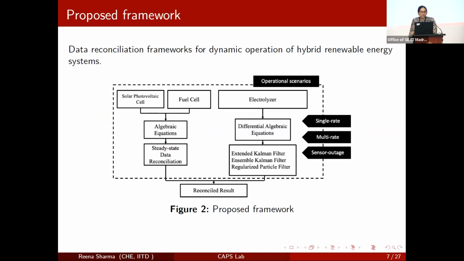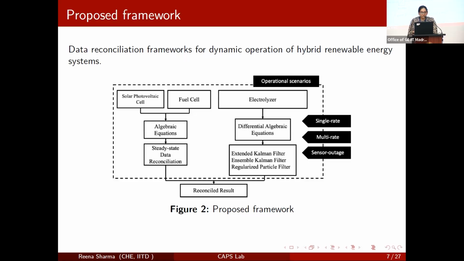As we know, during demand side management or during real-time trading of an HRES system, we need the accurate estimation of state variables. Here the state variables are variables like current, voltage, and temperature that appear in the equations of the solar cell, fuel cell, and electrolyzers. So to rectify the inconsistency of measurement error in these subcomponents of an HRES system, we move forward to the data reconciliation framework for dynamic operation of HRES systems.